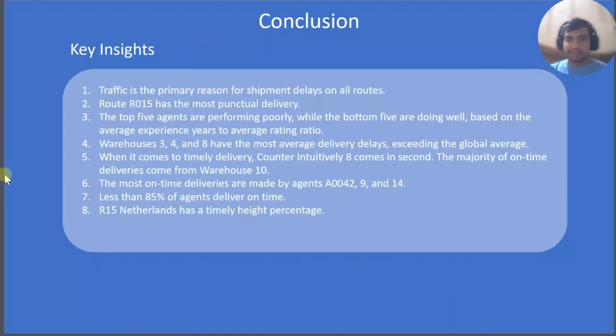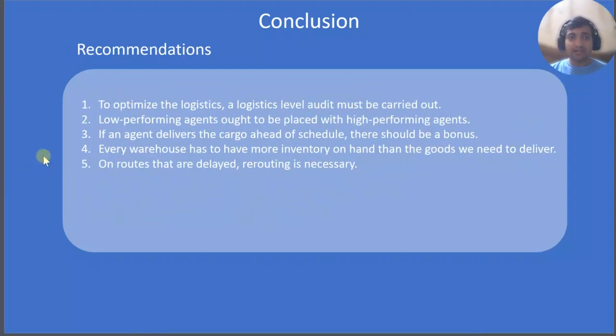So these are the key insights I got from the analysis. And here are my top 5 recommendations for the analysis. After the analysis, we should be optimizing the logistics. A logistics-level audit must be carried out. Low-level agents ought to be paired with high-performing agents.